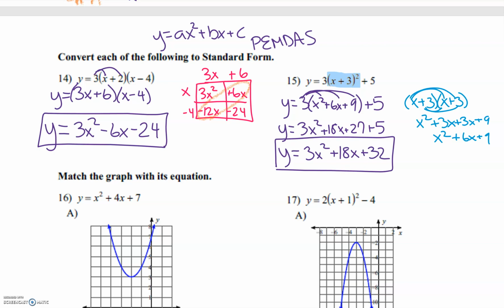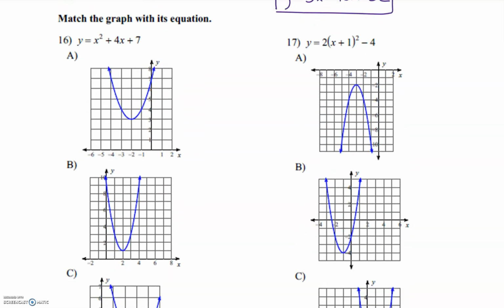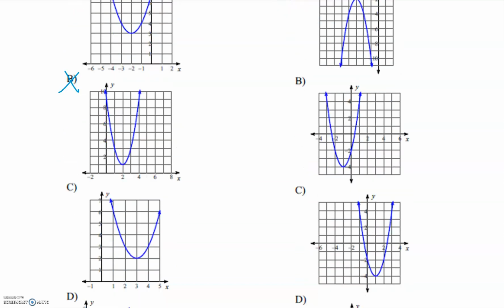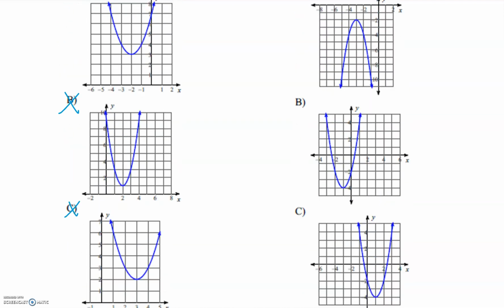All right, so that helps us figure out how to put things in standard form. These last two are giving you a graph and asking you to match. What I like to do in this case is look at what we're given. For 16, we are given standard form. From standard form, we know that this right here is our y-intercept. So I would start by saying they have to have a y-intercept of 7. So far, A is good, B is out, C is out, and D has a y-intercept of 7. So we are down to A and D.